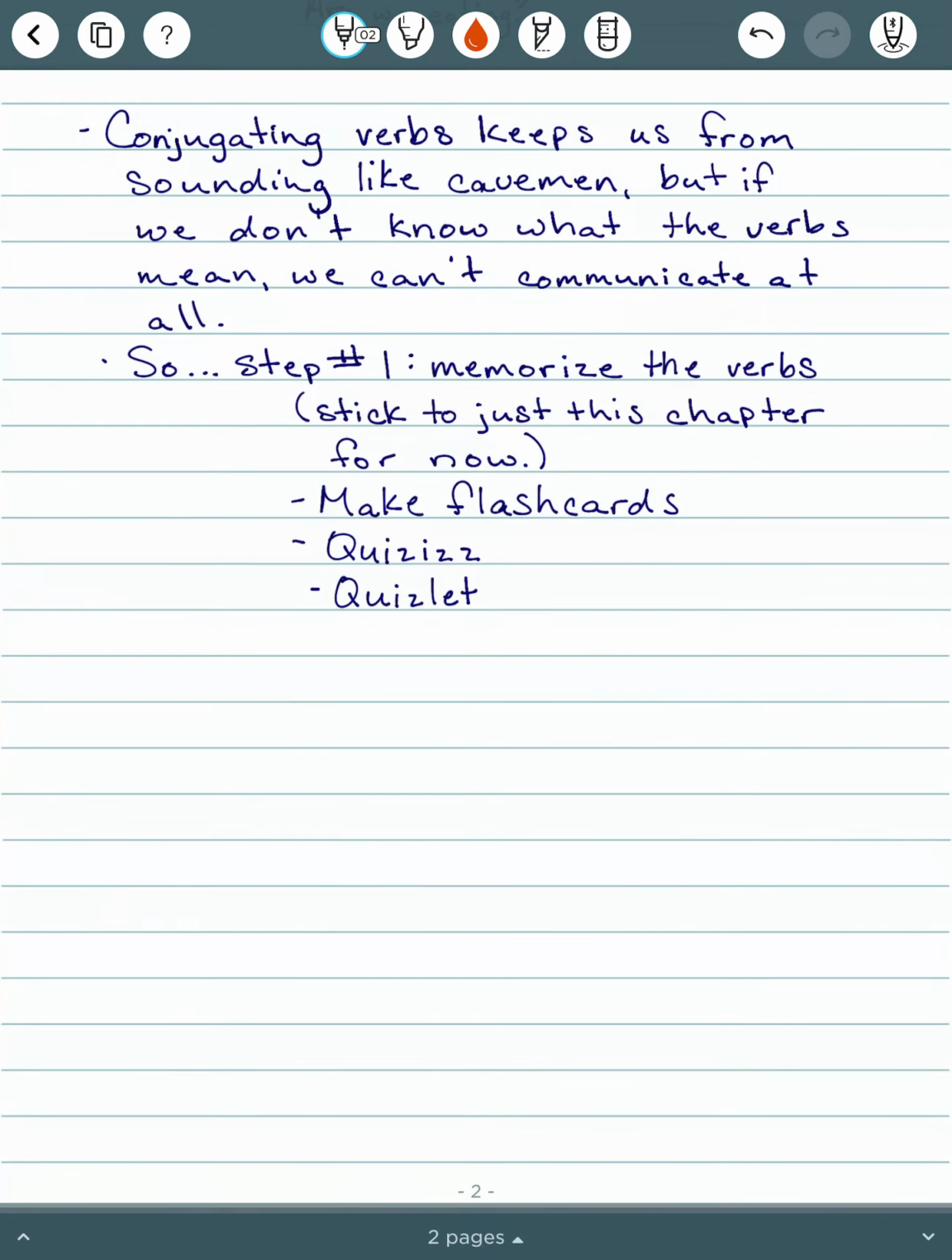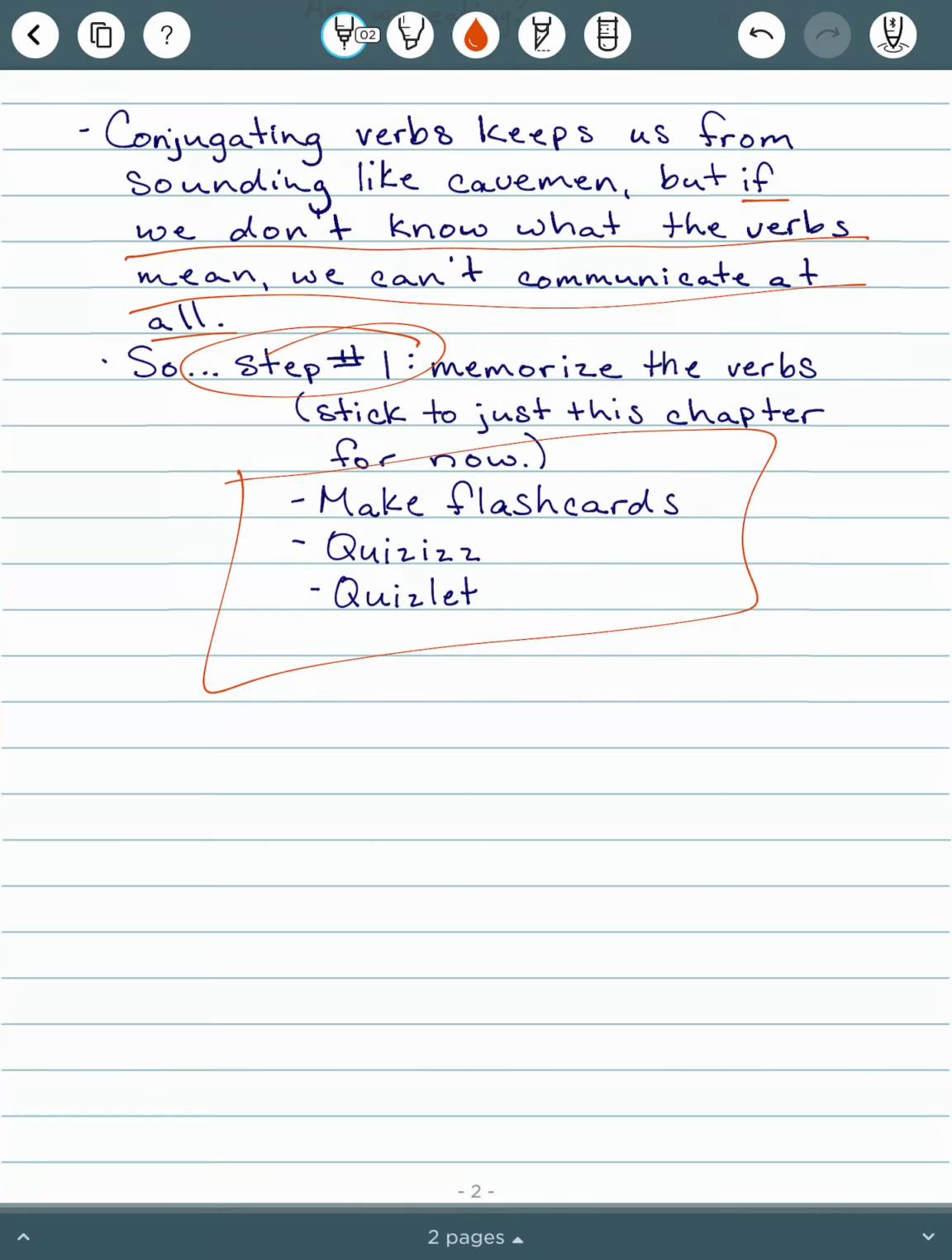Now before we get started, I want to remind you, conjugating verbs is important. It keeps us from sounding like cavemen, but if we don't know what the verbs mean, we cannot communicate at all. So conjugating verbs keeps us from sounding like a toddler or a caveman, but you really need to make sure that you've memorized the verbs first. So step number 1 is to do that. Memorize those verbs, make some flashcards, use websites. There are tons of resources out there.